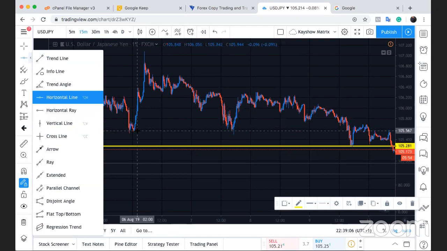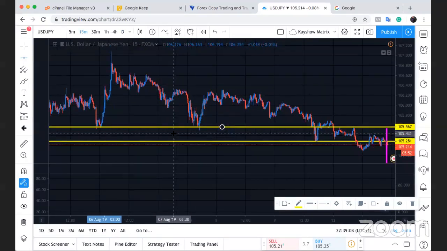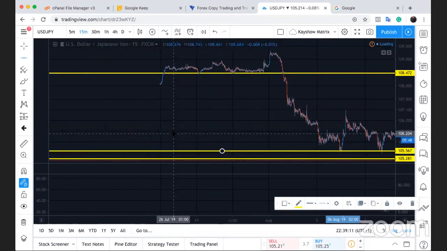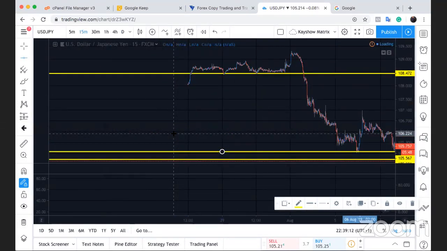I can also click here, draw one there, and so, oh, respect it. Move up like that and draw. And that's how you just keep marking your support and resistance, and you're in business, man. That's all you need to do.